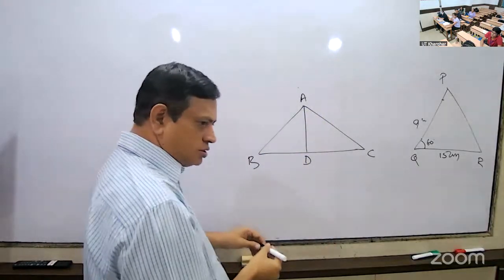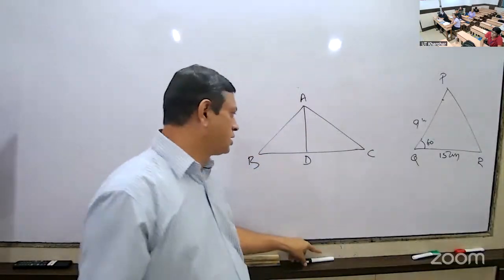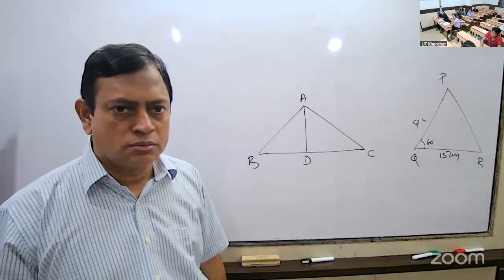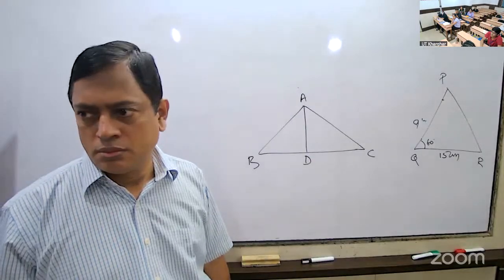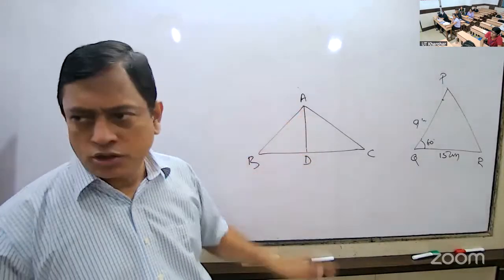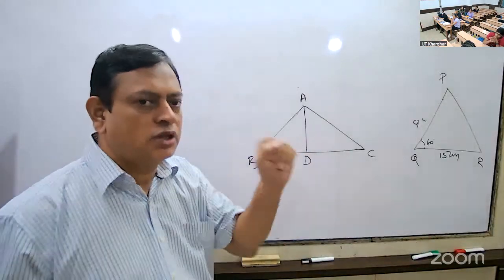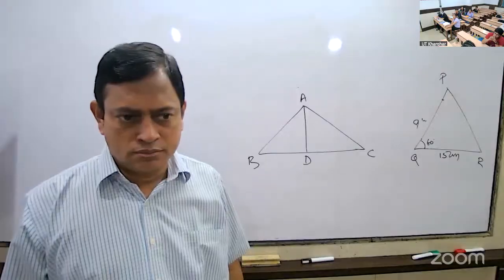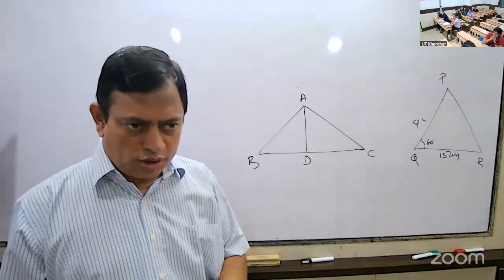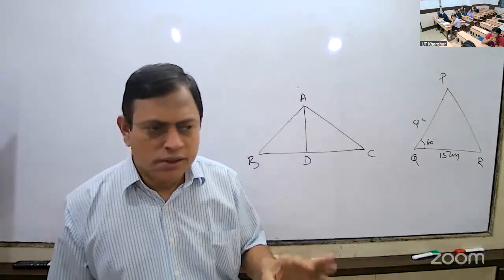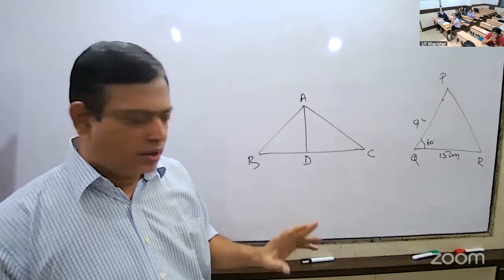Consider triangle ADB and triangle ADC. Can they be proved similar? No. Can you tell AD is equal to AD? Yes, in symbols you can tell, but there is no use in similarity. In similarity, there is no common side or equal side; angles should be equal.